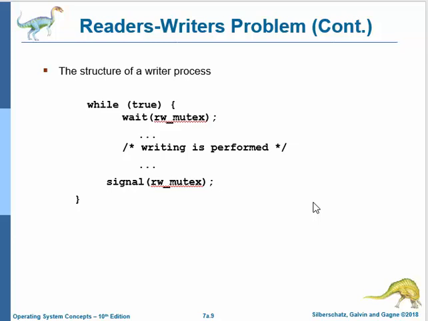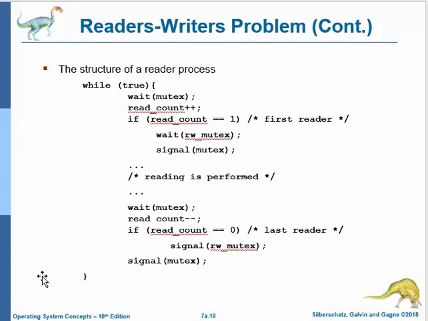The code for a reader process is shown here, and note that if a writer is in the critical section and n readers are waiting, then one reader is queued on RW mutex and n-1 readers are queued on mutex. So this is the illustration. Also observe that when a writer executes signal RW mutex, we may resume the execution of either the waiting readers or a single waiting writer. The selection is made by the scheduler.